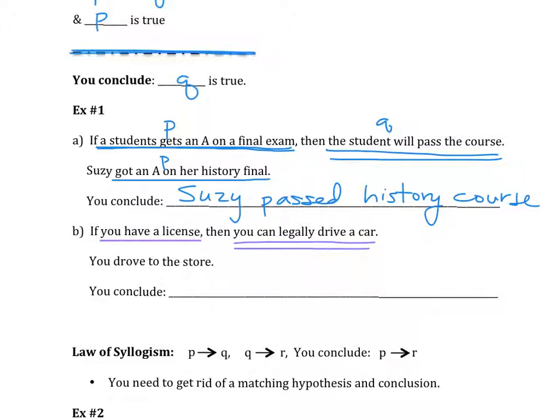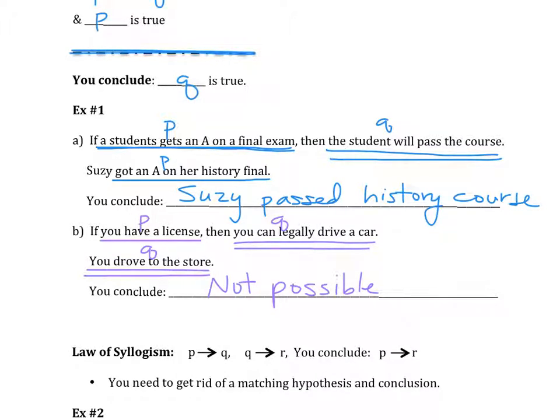No. So this says if you have a license, then you can legally drive a car. This is the conclusion back, right? That's the conclusion portion. If it goes hypothesis, conclusion, you have to say not possible, because she might be my mom driving illegally to the store. Okay? So that is law of detachment. Questions on that?